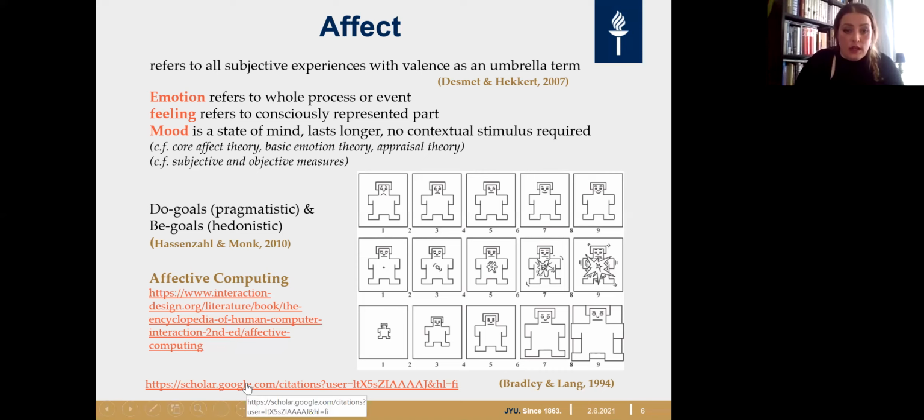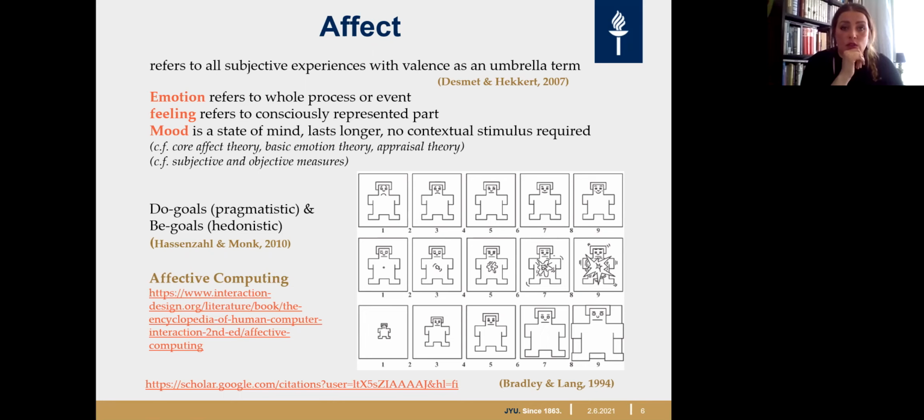Here at the end of the slide, there's a link to my Google Scholar profile where you can, if you wish, look. We have quite many articles in which we have utilized the appraisal theory as the way to explicate cognition and affect in human-computer interaction. So, in order to understand affect, we need subjective and objective measures. And usually the best way to approach these is to combine both.